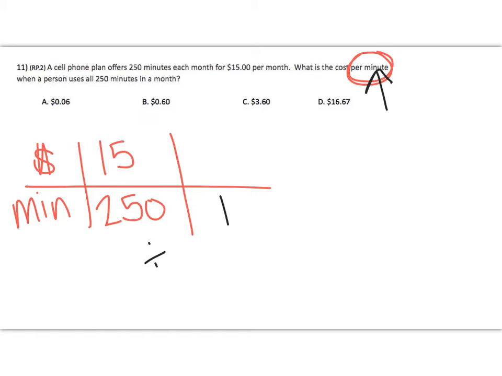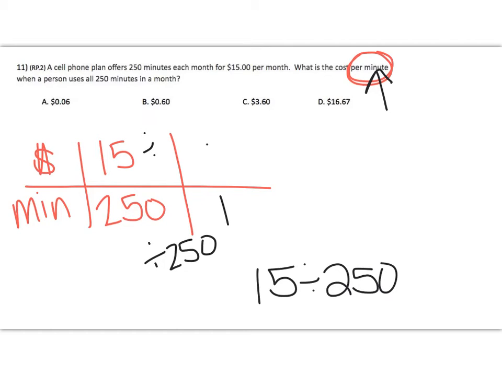Now, in this case, we're trying to find out what is the cost per minute. So what needs to be 1? The minutes needs to be 1, which is our most common mistake with this problem. So in order to get there, we don't need to divide 250 by 15. We need to divide 250 by 250, and we also need to divide 15 by 250. So we want that $15 broken down into a very small number. So what I did in my calculator was I put in 15 divided by 250. And I ended up getting 6 cents. So each minute it costs 6 cents.